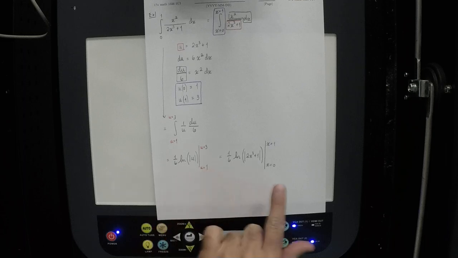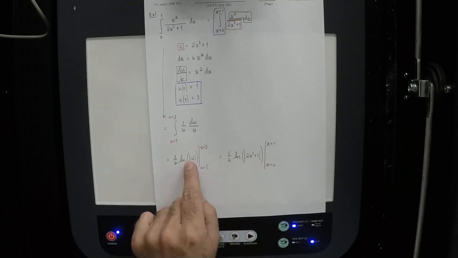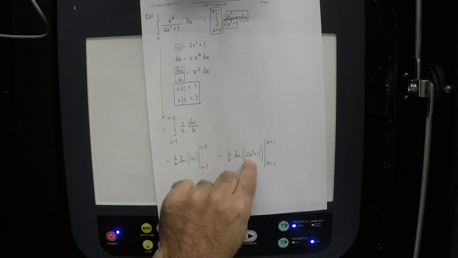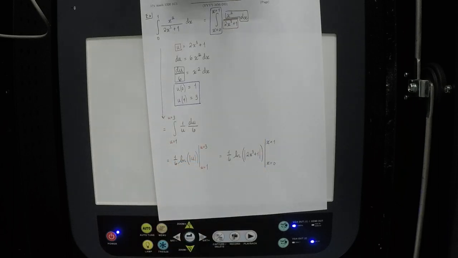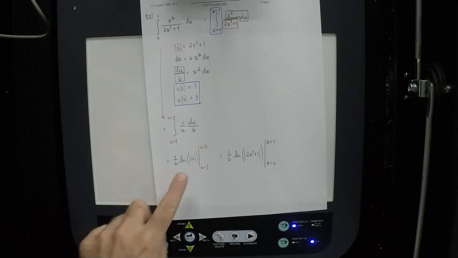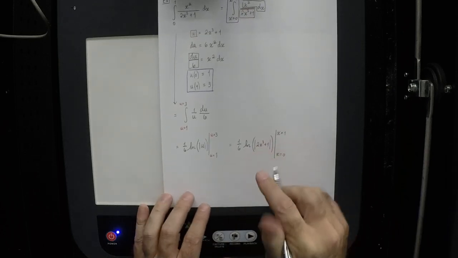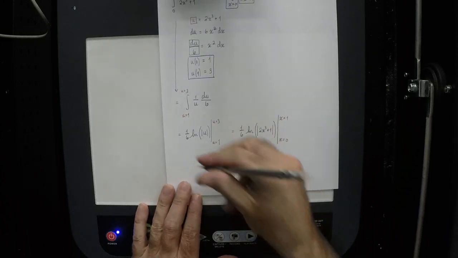Either one, these are both the same. The reason they're the same is that this is an expression in u evaluated over limits in u, and this is an expression in x evaluated over limits in x. The only place where you go wrong is if your expression is in u and your limits are in x, or vice versa. Okay? Good. So I'm not going to do the switchback thingy. I only wrote this just so I could make that comment.